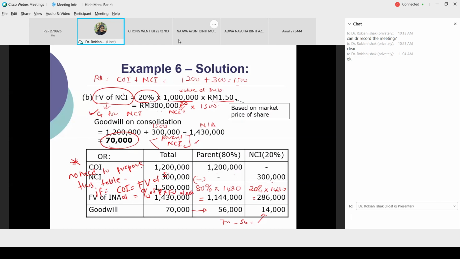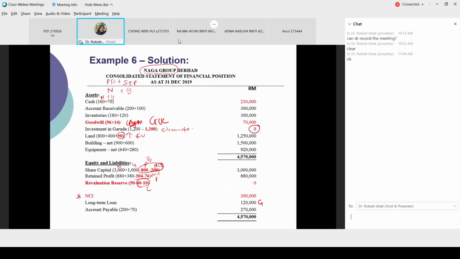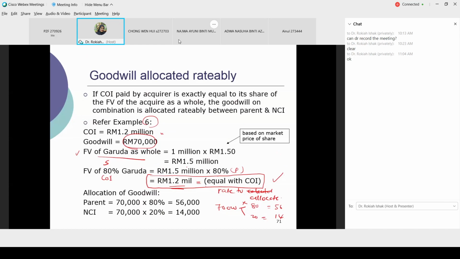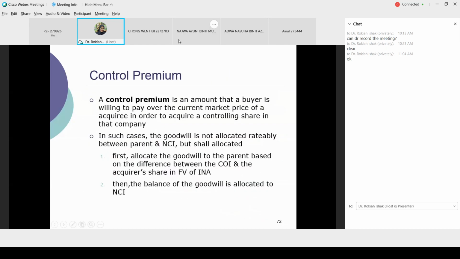You don't have to prepare this table if the COI here is equal to the fair value of the subsidiaries. Yes, then you can allocate based on the percentage. So you know that the amount of goodwill is 70,000. So the 70,000 you just allocate for the parents times 80%, and for the NCI times 20%. No need to prepare the table that I showed previously. Okay, so this is okay with that one.